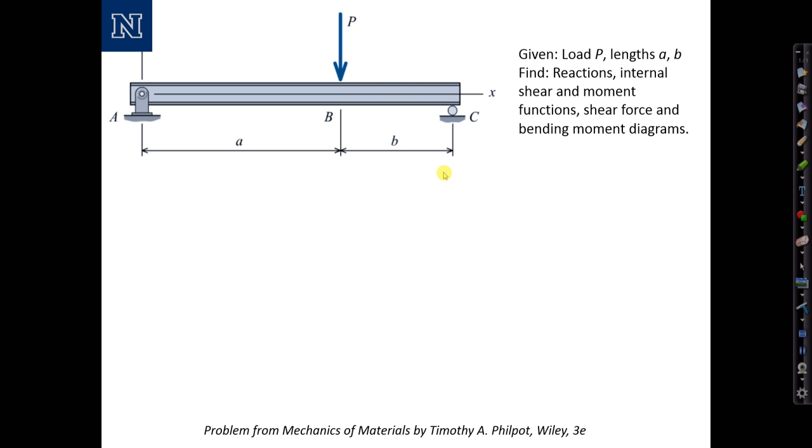This is a symbolic representation of a class of problems where we have a point load, a concentrated force occurring somewhere in the middle of the beam. So we're asked to find the reactions, the internal shear and moment, as a function of the unknown load and the distances A and B, which represent the relative lengths of the beam between the support.